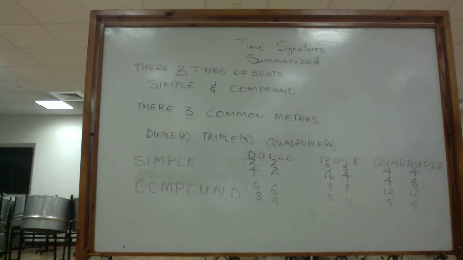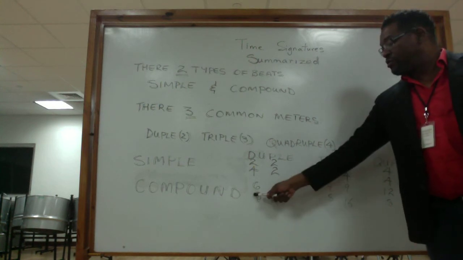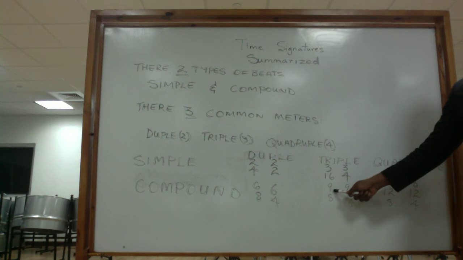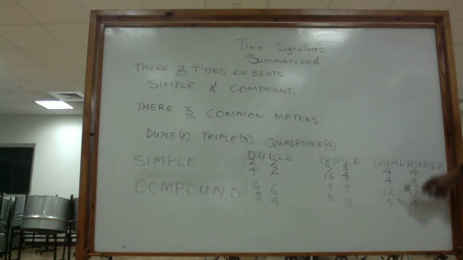That's 12. 12 could be made up of 12 eighth notes or 12 quarter notes. Remember, they're all groups of 3s, so there are 4 groups of 3s. 4 groups of 3 eighth notes, 4 groups of 3 quarter notes to give us our 12. So compound duple, 2 groups of 3, we get 6. Compound triple, 3 groups of 3, we get 9. Quadruple compound, we get 4 groups of 3, we get 12.